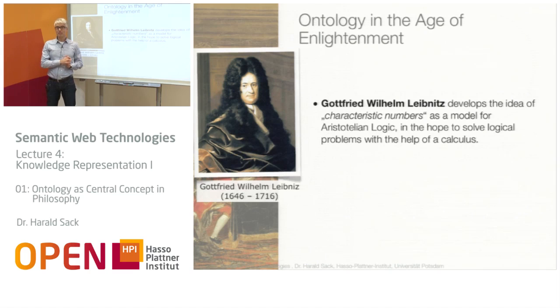Maybe you have heard of Leibniz. He was a genius, a mathematical genius in the era of Baroque in the 17th century, and he was also the first, or one of the first to develop a calculating machine. And he took up the idea of John Wilkins, and he said, okay, a universal language should consist of numbers. And let's take some so-called characteristic numbers to model Aristotelian logic in the hope to solve logical problems with the help of a calculus. So this was quite an interesting idea.